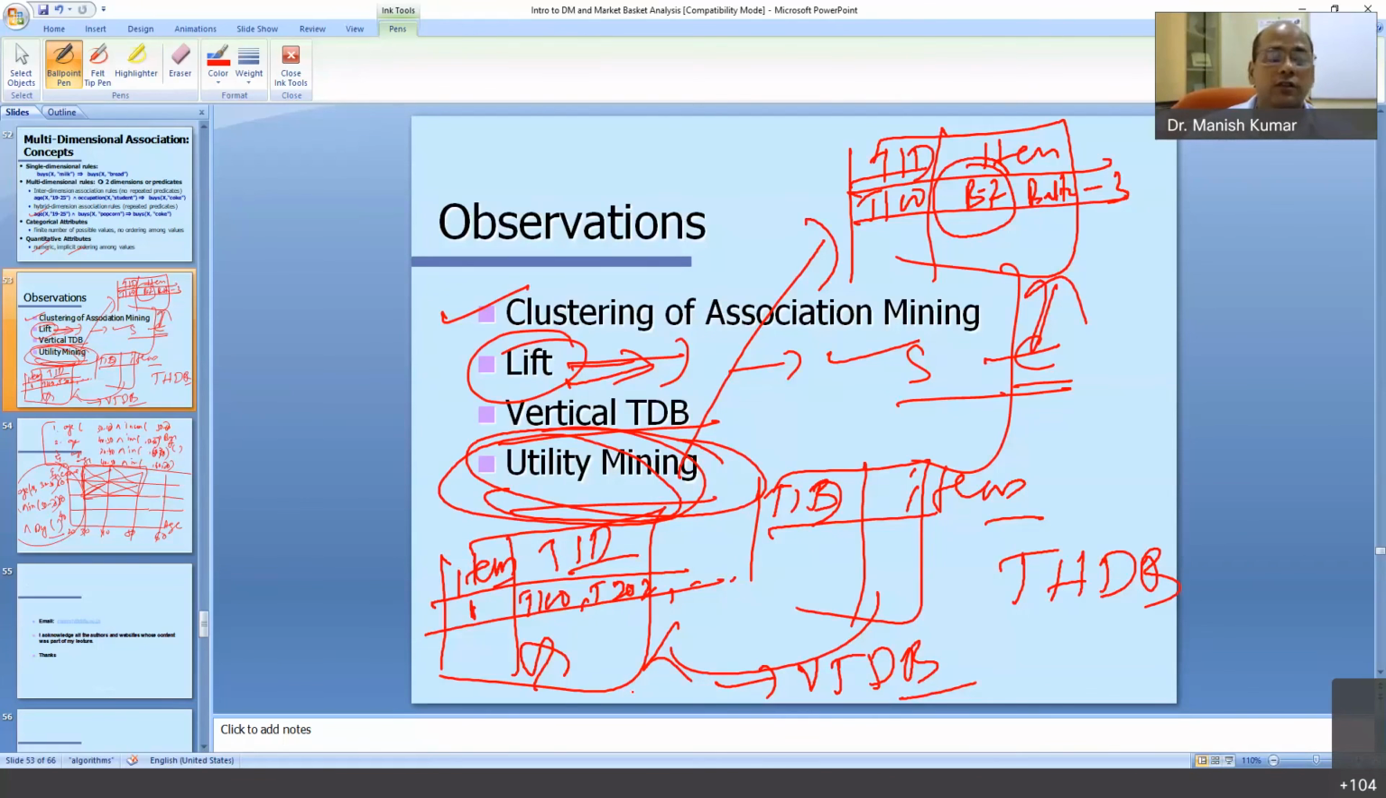As far as research is concerned, utility mining and the metrics, or any statistical measures which could be helpful for the accuracy and efficiency of association rules, or market basket analysis, could be prominent research areas.